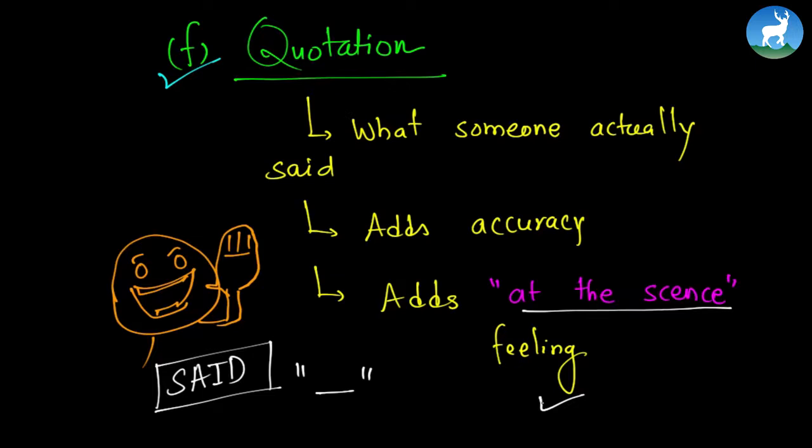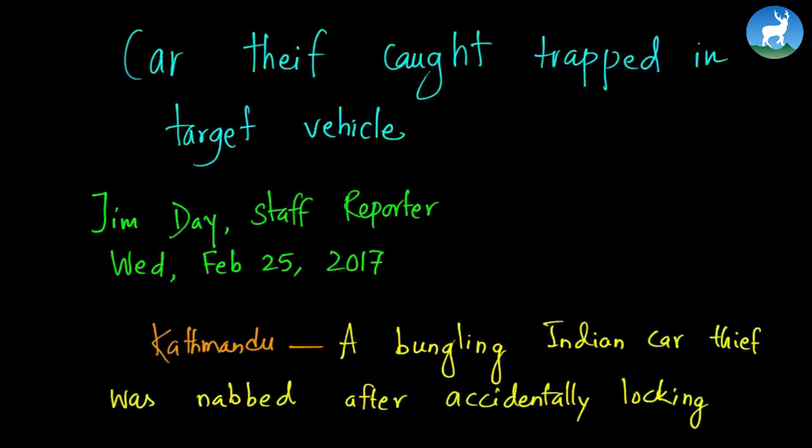So what quotation does is it adds accuracy in your news report writing. It also adds the at the scene kind of feeling. So this is what someone said. Correct? Now let us study an example and let's try to find out these 6 different elements in the example. Let us now study an example of a news report.